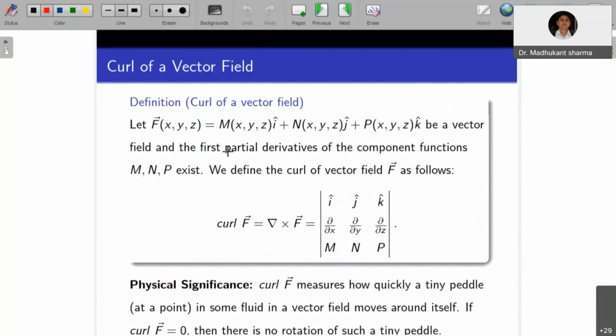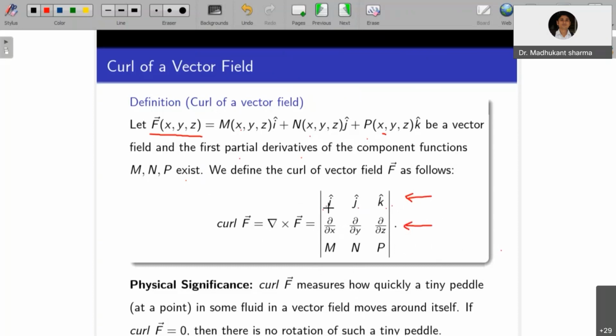Okay, so curl of a vector field. Let F be a vector field, where M, N and P are functions of x, y, and z, and suppose the first partial derivatives of the component functions exist. It is required, why? Because of the definition. So define the curl of a vector field F as follows. It is very easy to memorize. It's a determinant of the following. The first row is i, j, k, meaning x direction, y direction, z direction. The second row is also fixed.